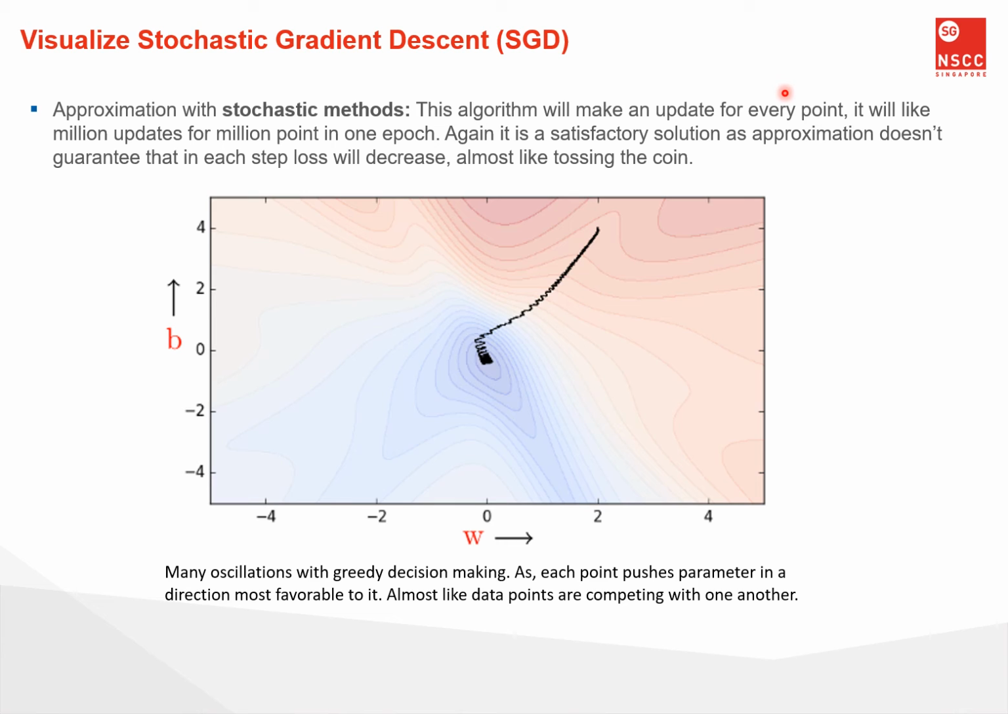All the data within the neural network. So it will take a couple of million updates for it to actually cover one epoch. Again, this is still ultimately a satisfactory solution because the approximation doesn't guarantee each step will be the most optimal, but it will generally move in the correct direction. It's almost like tossing a coin.